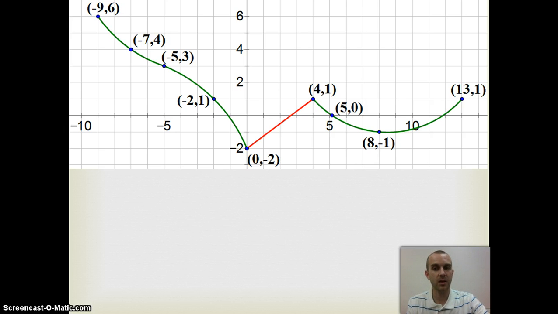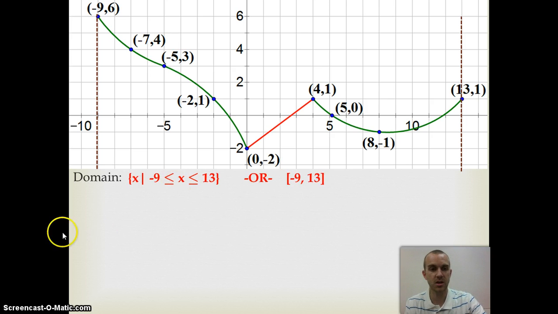If I want to know the domain, I'd be looking at what's my smallest x value to what is my largest x value. In this case, I'm going to draw some vertical lines to help me brace up where everything is, and I can see that I'm going from -9 all the way over to +13. I can use the formal notation or the interval notation, whichever you feel more comfortable. In the formal notation, I would say x such that -9 is less than or equal to x is less than or equal to 13. Interval notation would be from -9 to +13.